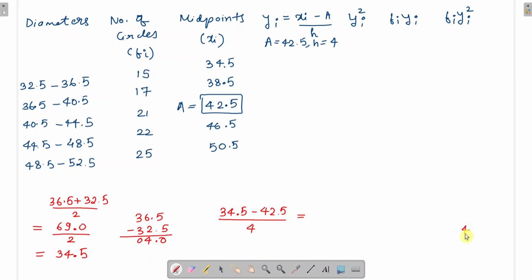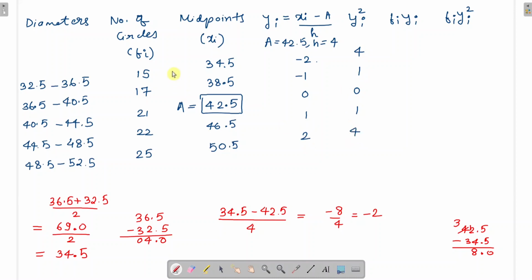So how to calculate this? So 42.5 minus 34.5, so 0 point here, 1 borrowed, 3, so 8. Okay, and it is minus 8, so minus 8 by 4, that will be equal to minus 2. So this is minus 2, right? Then similarly this will be minus 1, okay, and then this will be 0, 1, 2. So yi square, so 4, minus 1 square is 1, 0 square is 0, 1 square is 1, 2 square is 4.